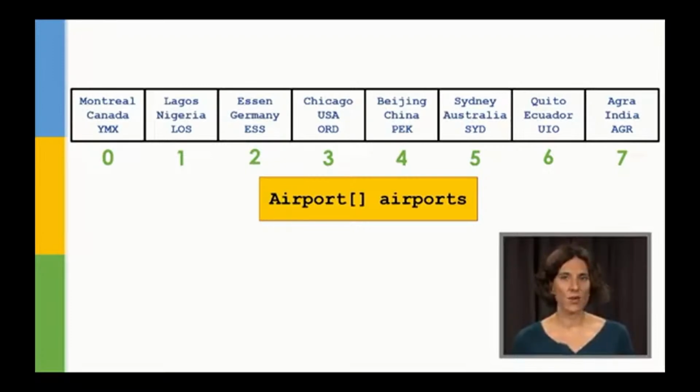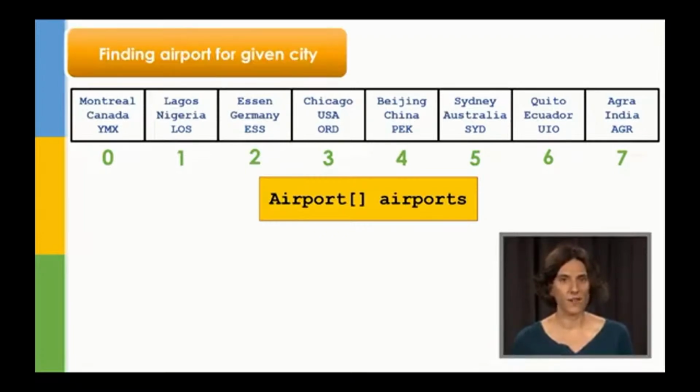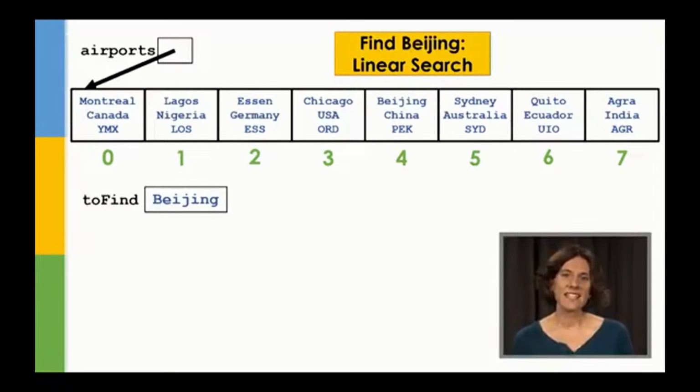And in order to answer a question about a particular city's airport, I have to find that airport object first. So let's look at how to do that. So let's say I'm looking for information about the Beijing airport, and I want to find out what is the 3-letter city code of that airport, Beijing. So how am I going to do this?